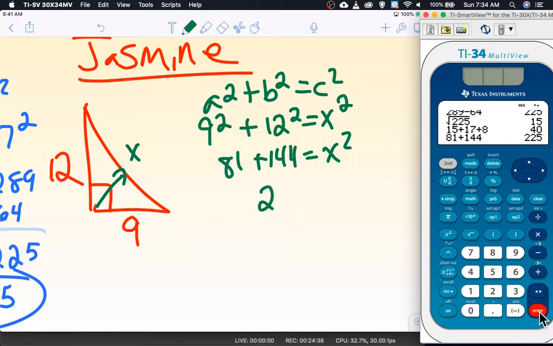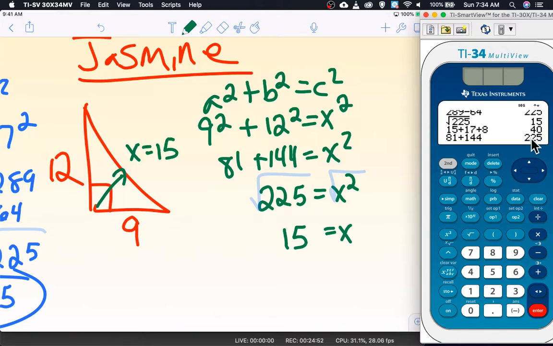Is 225 again. Now, I'm still going to show the square root, but I'm not going to type it in a calculator, because we've done this 3 times already this lesson, I know that's going to be 15. Square root of 225 is 15. So this side is 15, which means now I can find the perimeter of Jasmine's triangle.